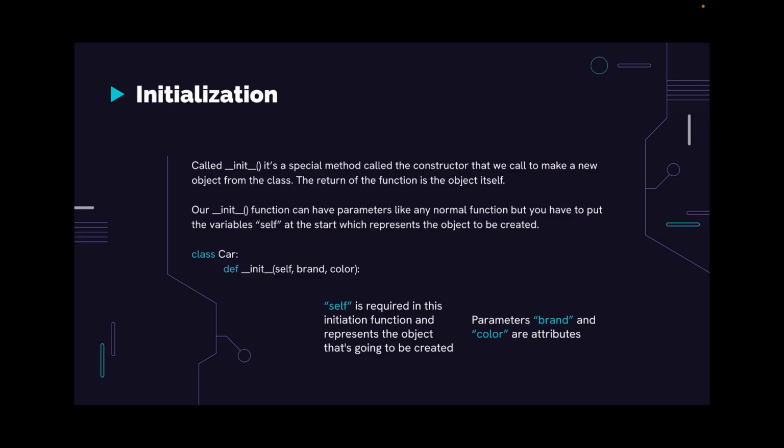On to initialization. It's called __init__, and it's a special method which calls the constructor that we call to make a new object from the class. The return of the function is the object itself. Our init function can have parameters like any normal function, but you have to put the variable self at the start, which represents the object to be created. Right? So in this example, we have def __init__(self, brand, color). Self is required in this initiation function and represents the object that is going to be created. Parameters brand and color are attributes of any object that is constructed using this constructor.